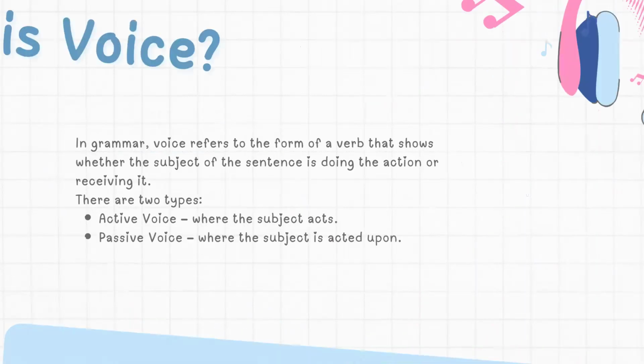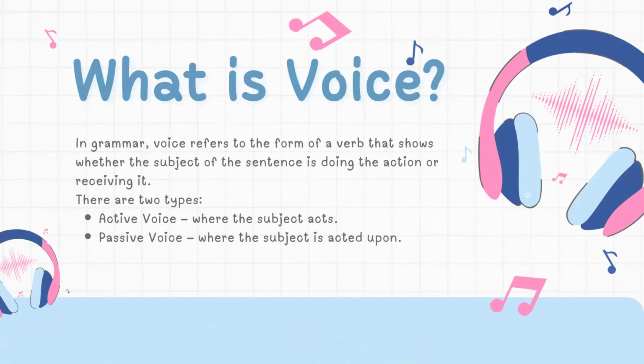Let's dive in. What is a voice? Voice refers to the form of a verb that shows whether the subject acts or is acted upon. In grammar, voice tells us who is performing the action in the sentence. Is the subject doing something or is something being done to it? Basically, there are two types of voice: active voice and passive voice. Active voice is where the subject acts and performs the action. In passive voice, the subject is acted upon, or something is being done to the subject.